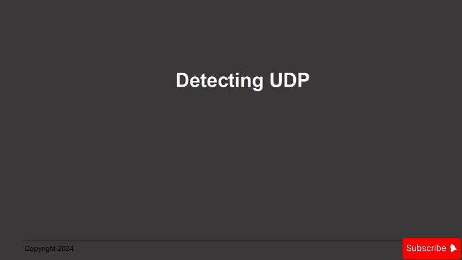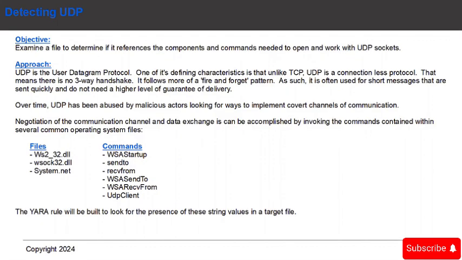UDP is the User Datagram Protocol. This is one of the core protocols of the internet. It's somewhat similar to TCP in the sense that it's one of the protocols within that suite, but it's also very different. TCP is a connection-oriented protocol. UDP is not. It's called a connectionless protocol. And that's because there's no three-way handshake between the two hosts. It's got a different approach to communication, one that's centered around more of a fire and forget pattern.